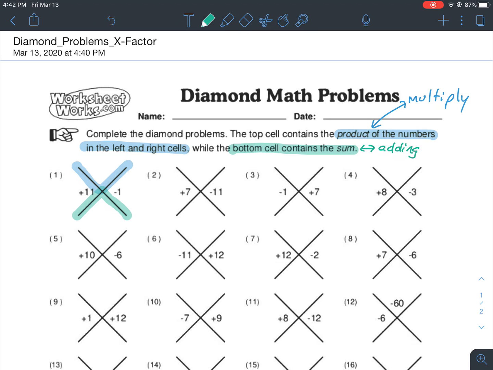So what I'm going to do is walk through one of each type of example, and there are 4 different ways we could have a problem like this. The rest of these are going to be yours to fill out, and then you're going to submit this back into Schoology as today's homework, to the assignment called Diamond Math Problems.